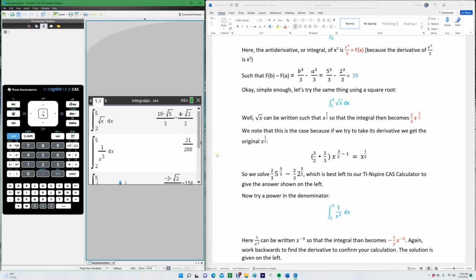Okay. Let's try an integral with a power in the denominator. What is the integral from 2 to 5 of 1 over x cubed dx? Well, here 1 over x cubed can be written x to the negative 3 power, so that the integral then becomes negative 1/2 times x to the negative 2. Again, work backwards to find the derivative to confirm your calculation. The solution is given on the left. The integral from 2 to 5 of 1 over x cubed is 21/200.